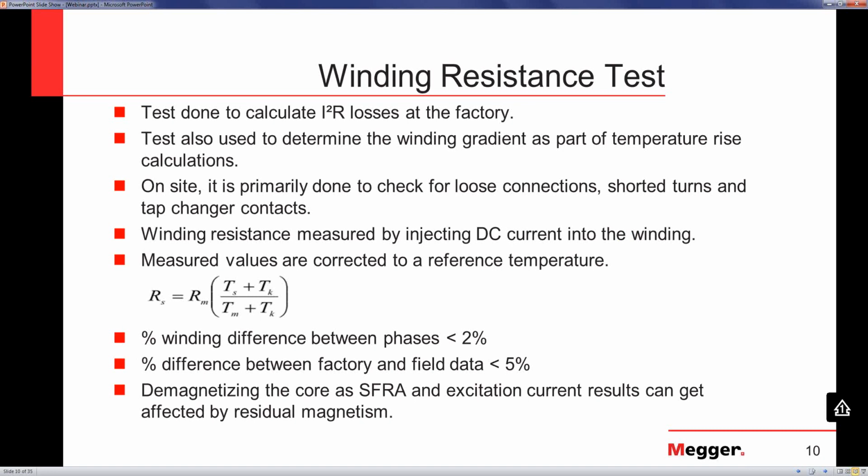Measured values are corrected to a reference temperature. Resistance is a temperature dependent variable. If you do the tests at two different temperatures, you'll get two different values. So the values need to be corrected to a reference temperature for comparison.